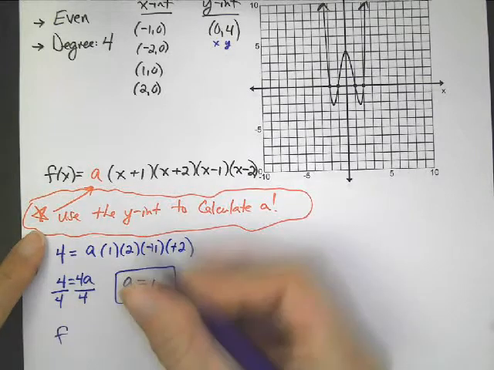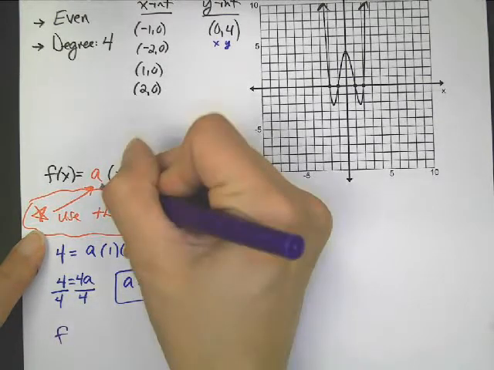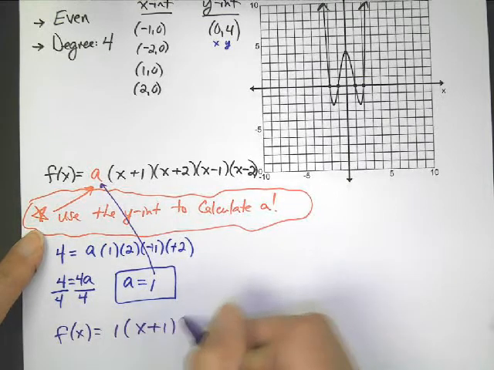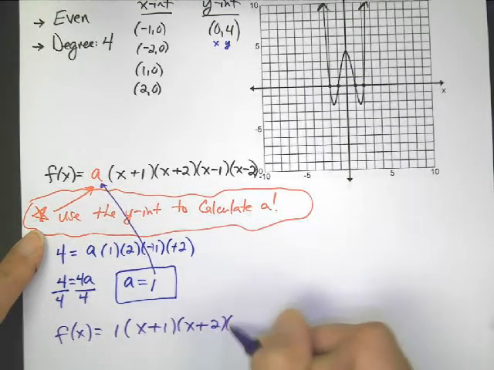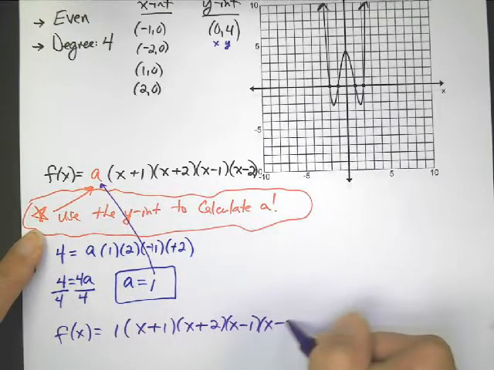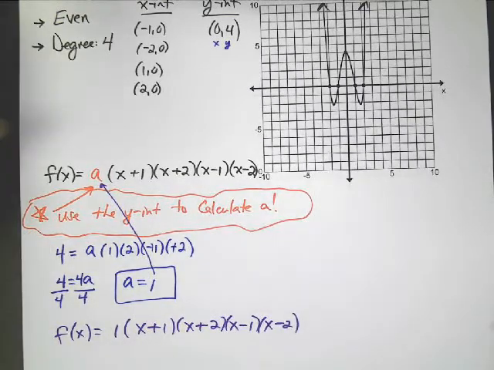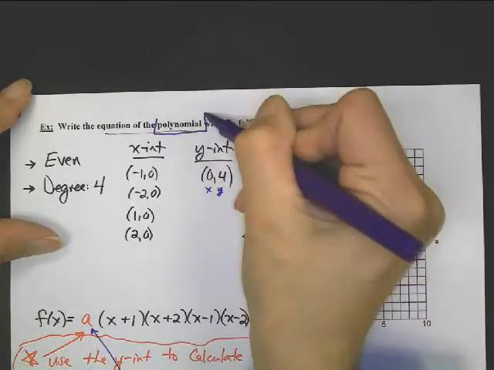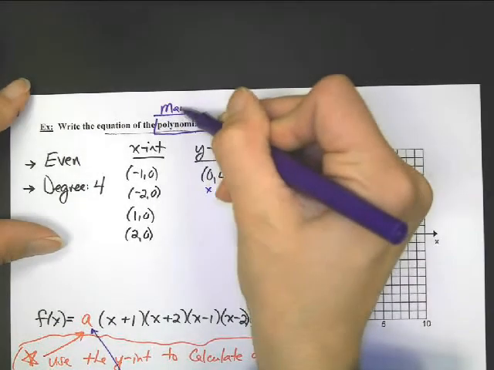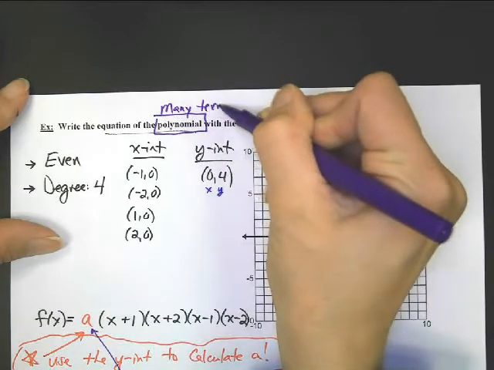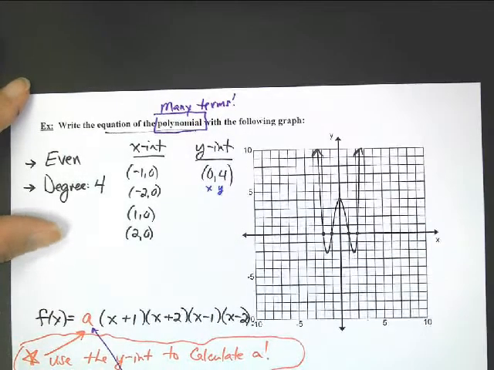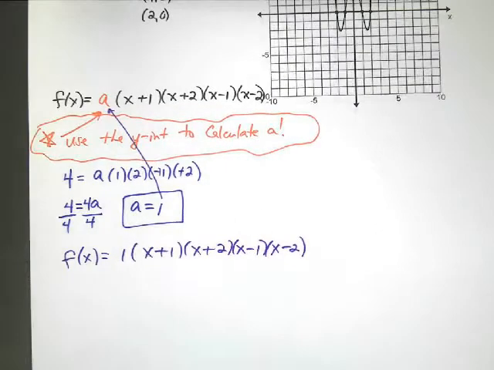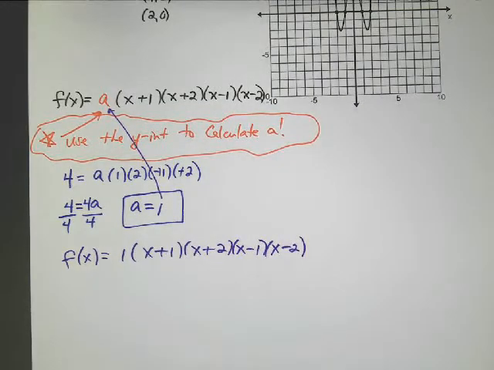So let's go ahead and put that value in for a. f of x equals 1 times (x + 1)(x + 2)(x - 1)(x - 2). Now, it did say find the equation of the polynomial. Polynomial, meaning many terms. Many terms, not many factors. This is factored form. This is not polynomial form. So guess what we have to do?